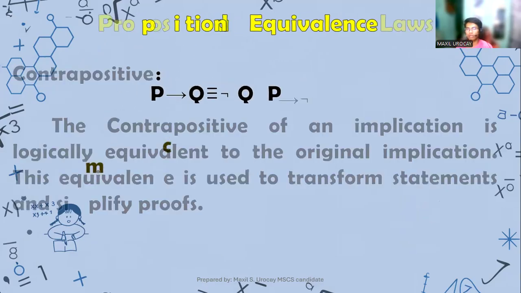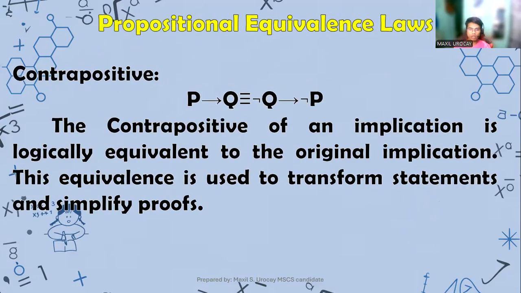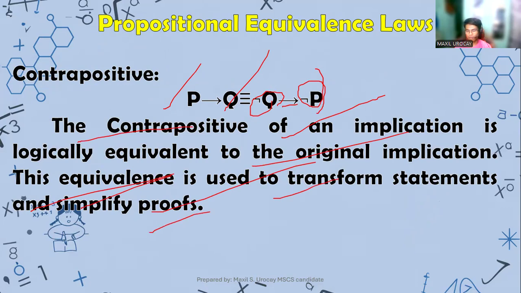How does that work? That is really so simple. If you know the laws of propositional logic, you can definitely calculate the equivalence laws as well. For the contrapositive, P then Q is also equivalent to not Q then not P. We'll begin to see that here. It is going to be exciting. The contrapositive of an implication is logically equivalent to the original implication. This equivalence is used to transform statements and simplify proofs.